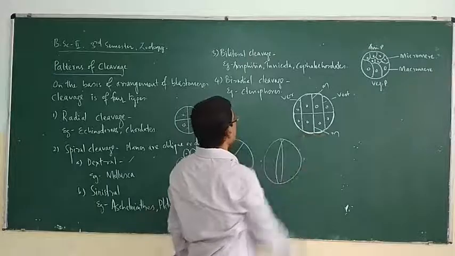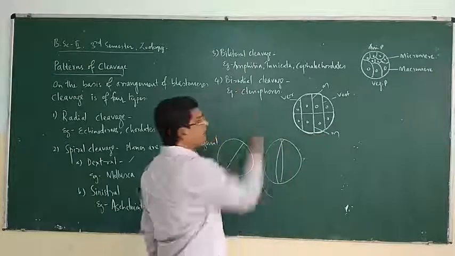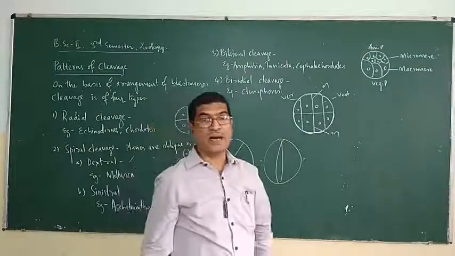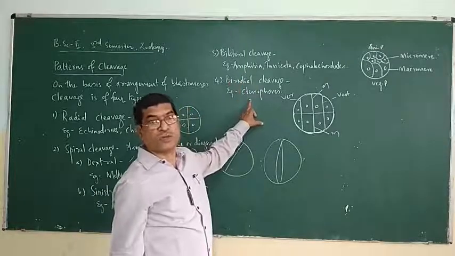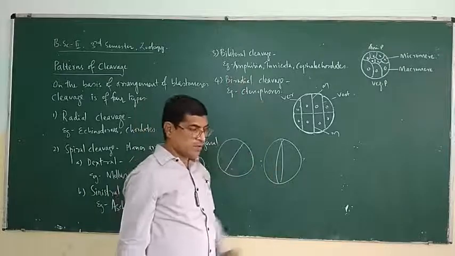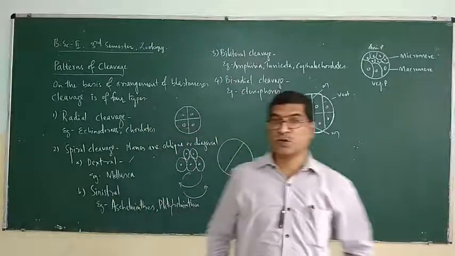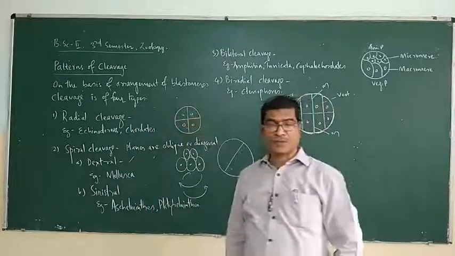Okay? So such type of cleavage is known as biradial cleavage. What is this? Biradial cleavage. Such type of cleavage occurs in ctenophores. So this is about the pattern of cleavage based on arrangement of blastomeres.